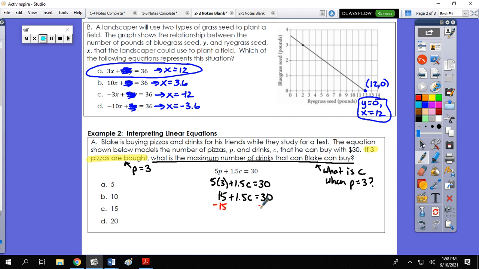We subtract 15 from each side to get 1.5C by itself, which gives us 1.5C equals 15, and then we divide by 1.5. 15 divided by 1.5 is 10. So the maximum number of drinks that could be purchased would be 10 drinks.